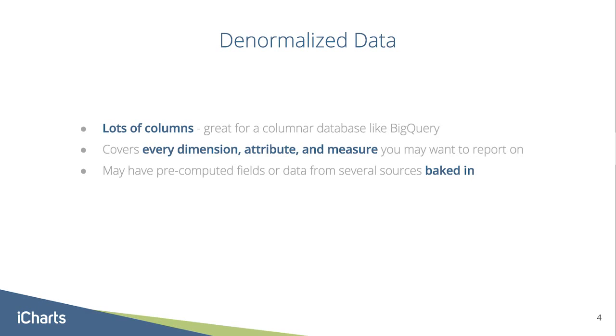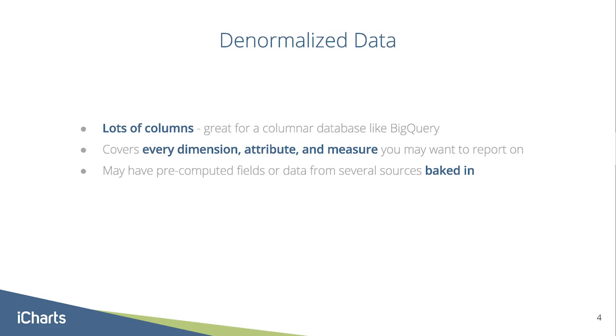So, some of this may be a little bit basic for a few folks out there, but with regards to denormalized data, that's one of the basic essentials for reporting in BigQuery. It's tailored to using denormalized data. Denormalized data is basically your full entire set of information within a single row. So you'll have lots of columns, but that's great for a columnar style database like BigQuery, and it'll cover every single dimension, attribute, and measure that you may want to report on.